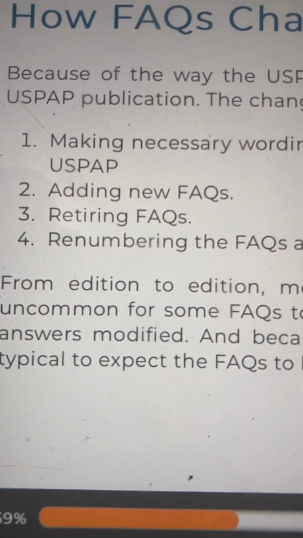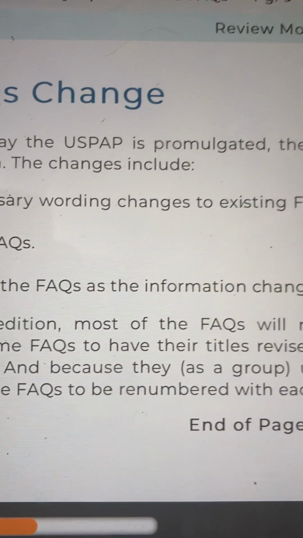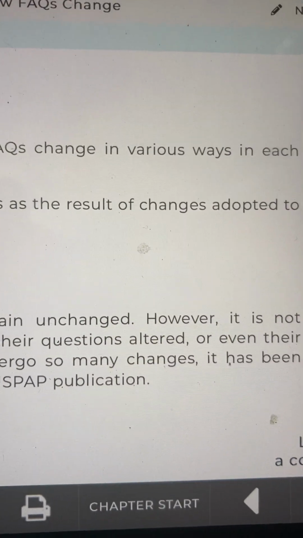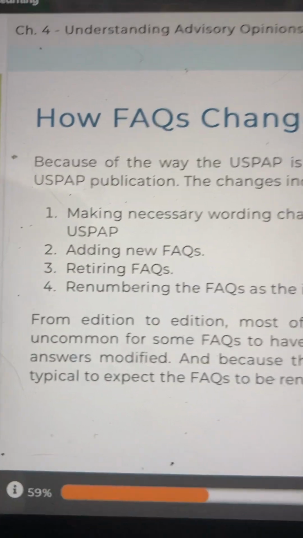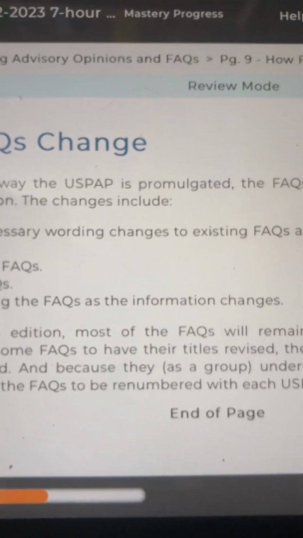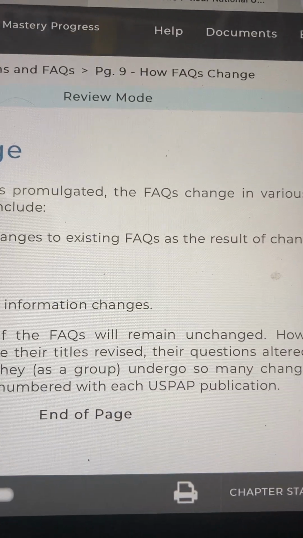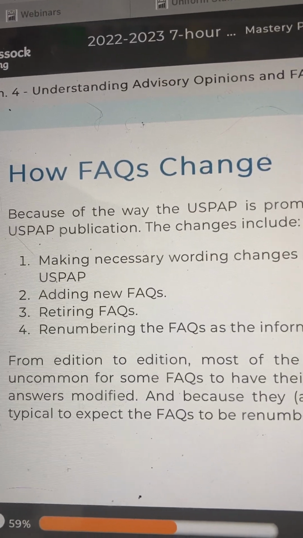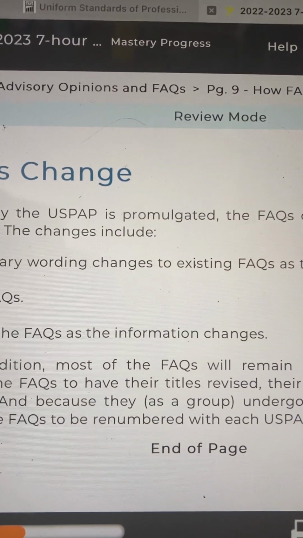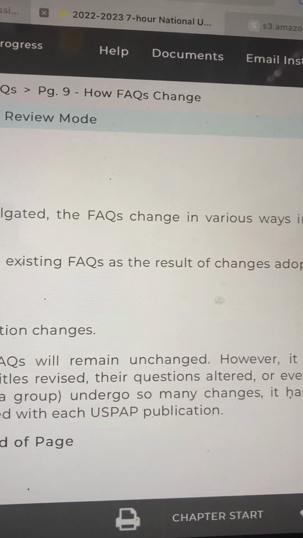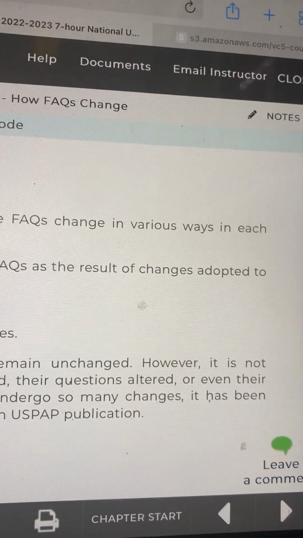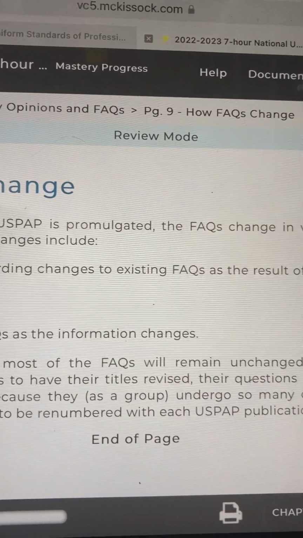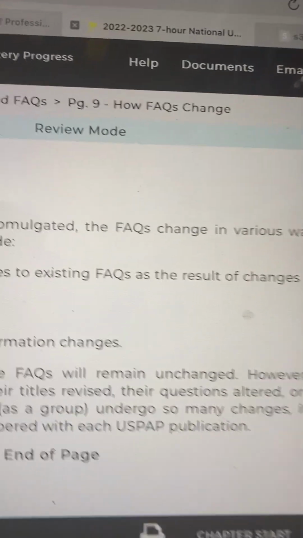From edition to edition, most of the FAQs will remain unchanged. However, it is not uncommon for some FAQs to have their titles revised, their questions altered, or even their answers modified. And because they, as a group, undergo so many changes, it has been typical to expect the FAQs to be renumbered with each USPAP publication.